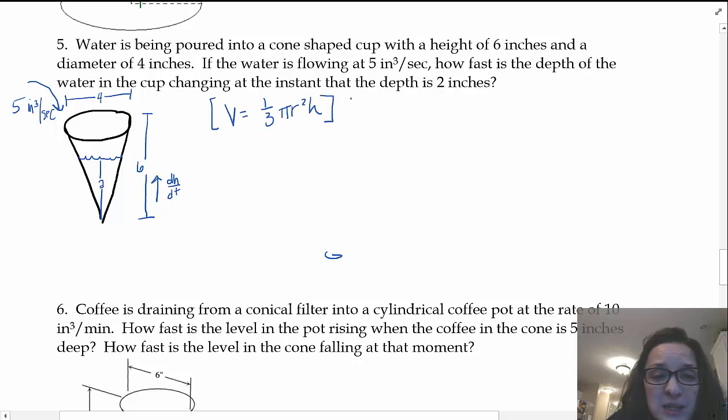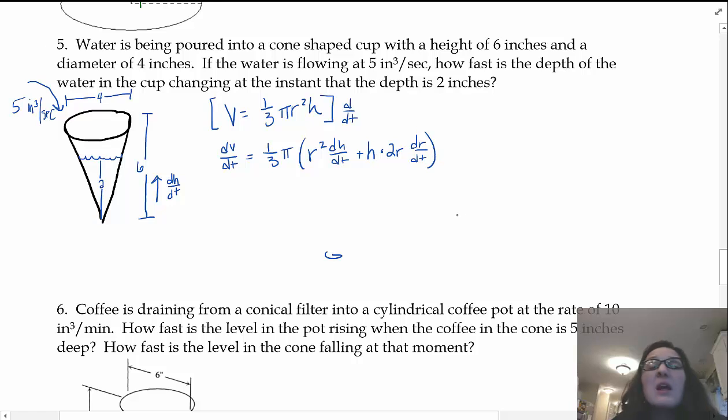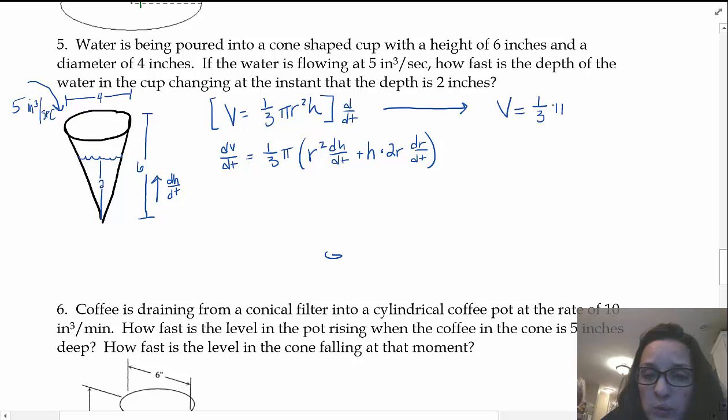And if I were to take d dt of this whole thing, I'd have dV dt equals 1/3 pi. Now I need a product rule. The first times the derivative of the second plus the second times the derivative of the first. That's a lot of variables, and it's workable, but it's not very fun. Instead, what I'm going to do is say, all right, I have this cone, 1/3 pi r squared h.